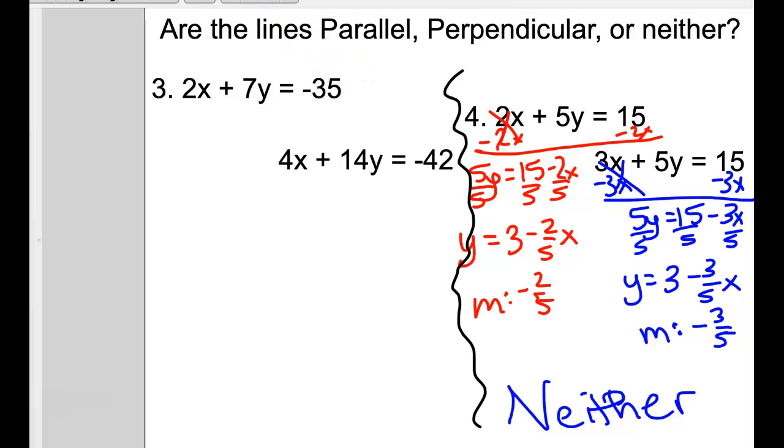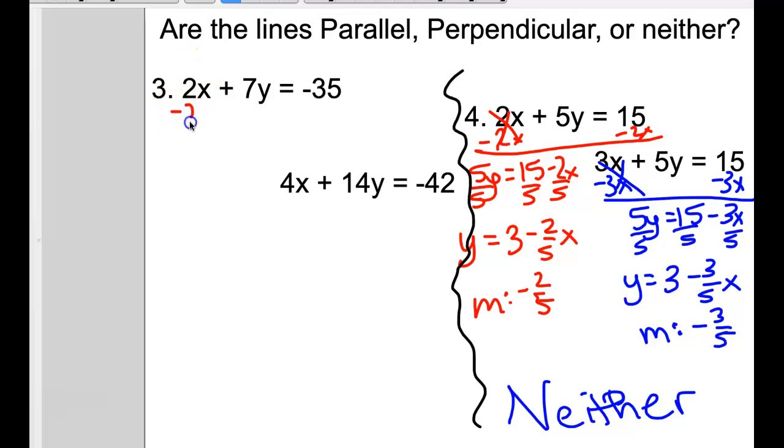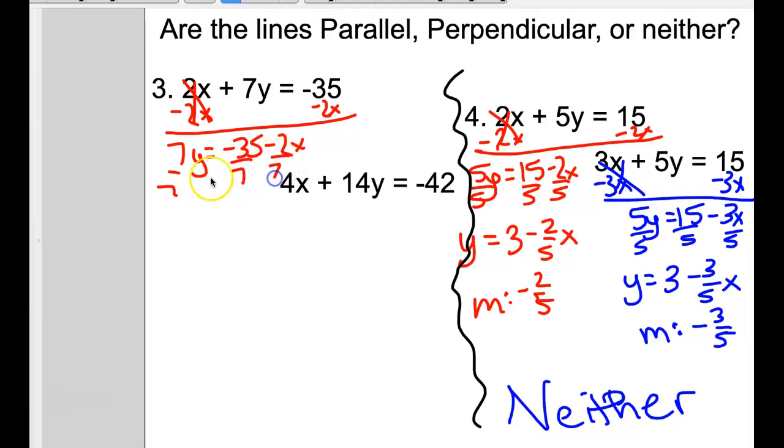Okay, so let's check our two equations. I'm going to separate these a little bit. I'm going to take my first equation in standard form and get the x to the other side first, which would give me my 7y on the left-hand side, and then the negative 35 and the negative 2x on the right side. Divide by 7, divide by 7, and divide by 7. The 7s are gone. y equals negative 35 divided by 7 is negative 5. Negative 2 over 7, I can't do anything with it, so negative 2 over 7 with that x on it. So I know my first slope is negative 2/7.